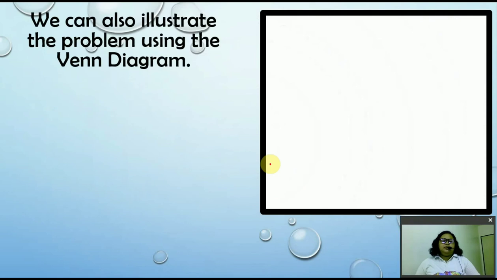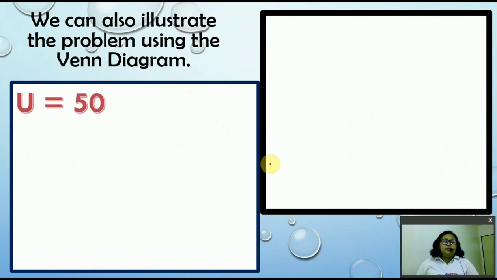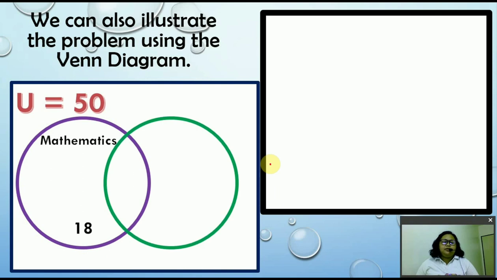Okay. So, we can illustrate the problem using the Venn diagram. So, the universal set is equal to 50 students. Tama po. And then, we'll have the set for mathematics, or we can also use set M. So there are 18 students who take mathematics subject. Next, we also have English or set E. So these two are the 2 students who took math and English at the same time. And there are 26 students who take English subject.